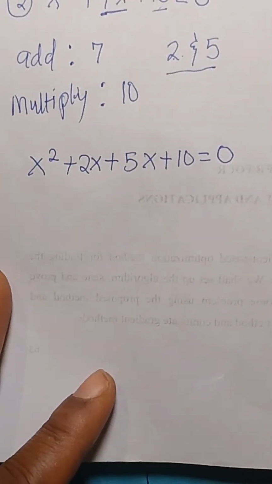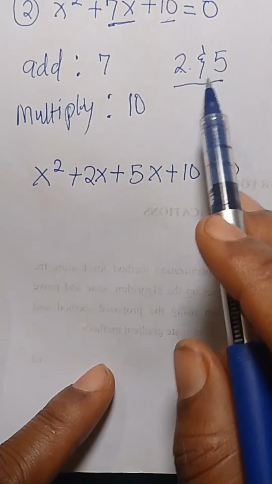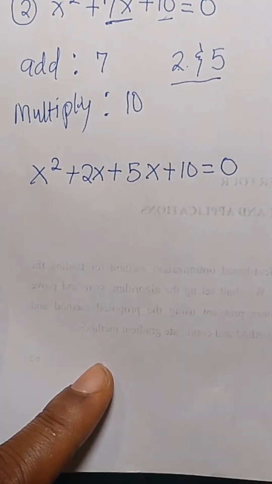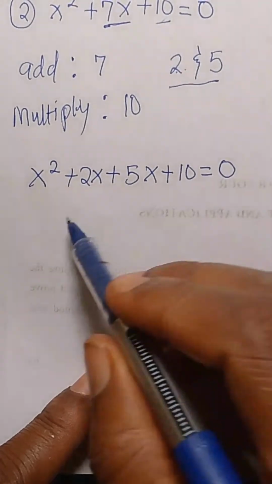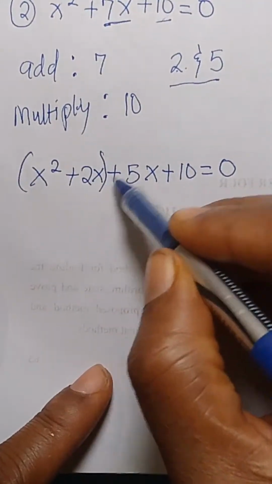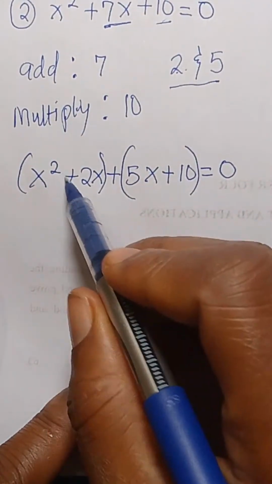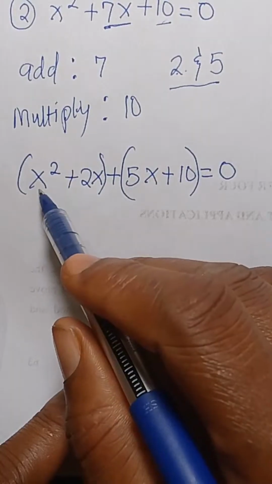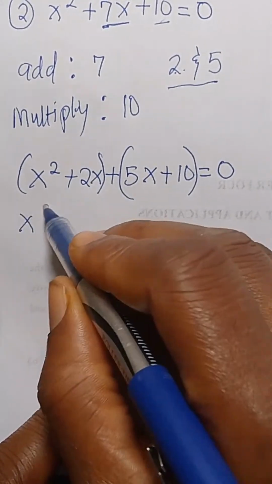Let me also tell you that we added 2x plus 5x, but you can do 5x plus 2x. Whichever one you use, you still arrive at the same answer. You now take the parentheses. Now we have x squared here and 2x. So x is on this side, x is here. So it's common. We factor it out.